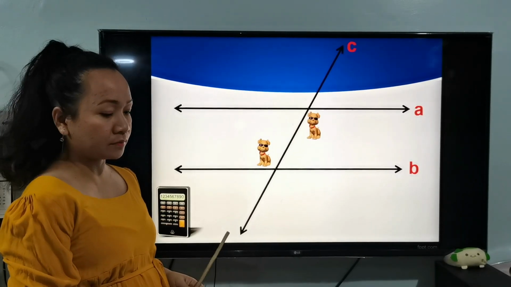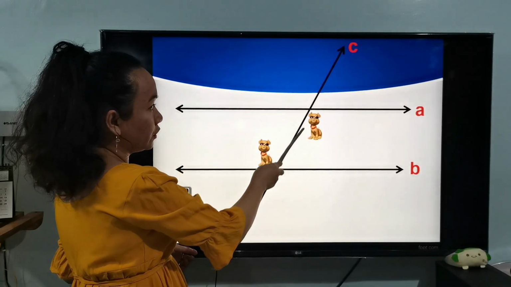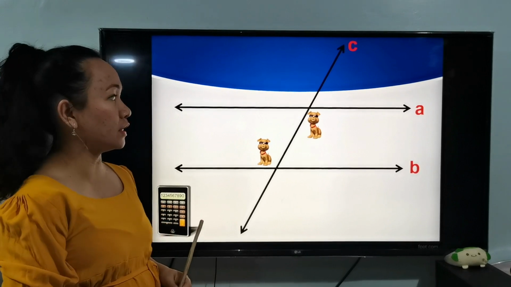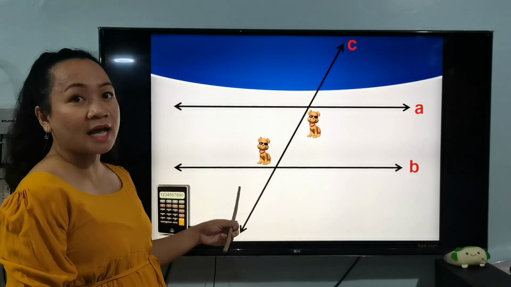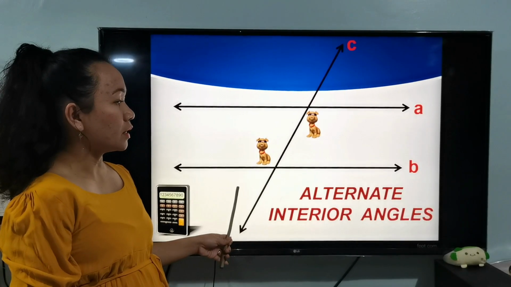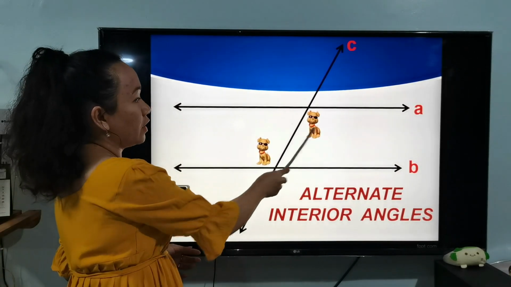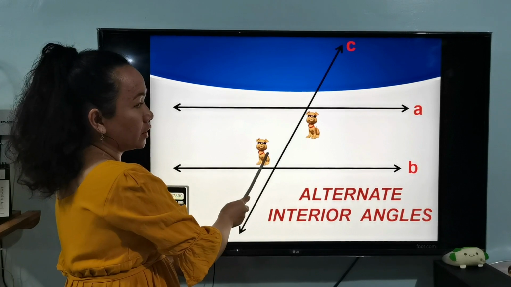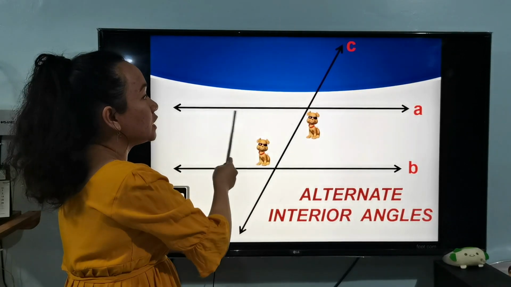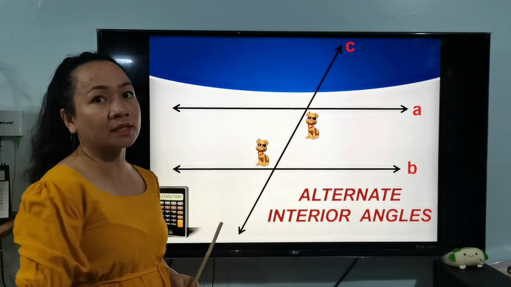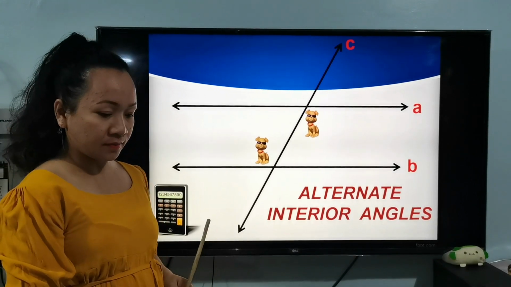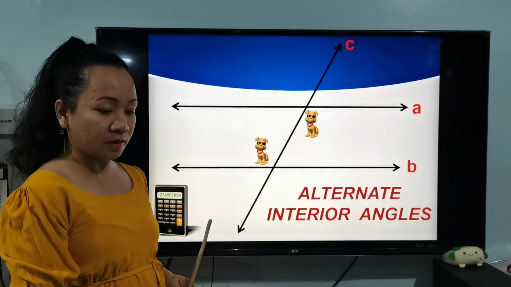Another dog is being placed in that angle. So this is an example of alternate interior angles. They are alternate with each other and found in the interior with respect to the parallel lines. Next example.